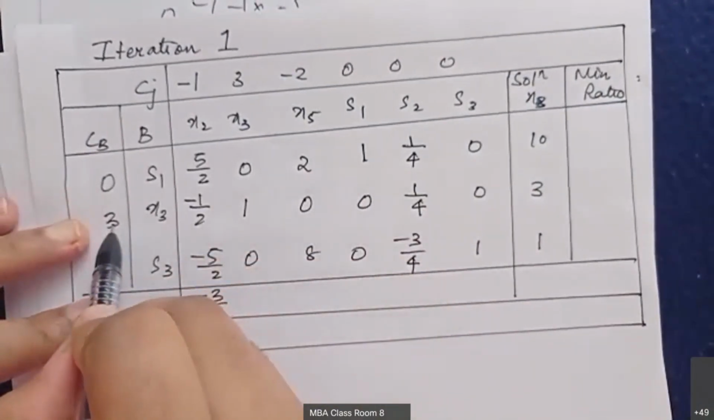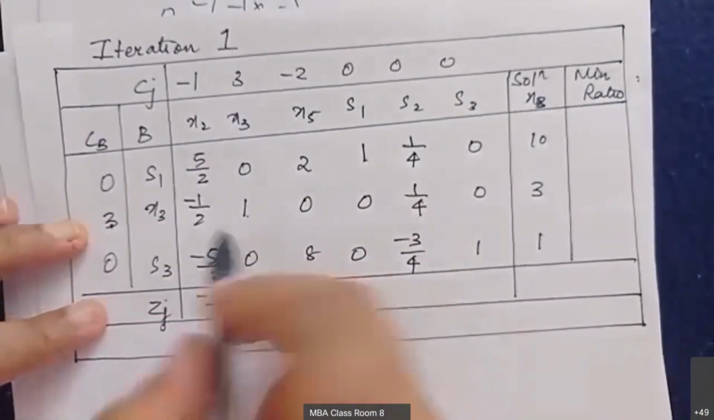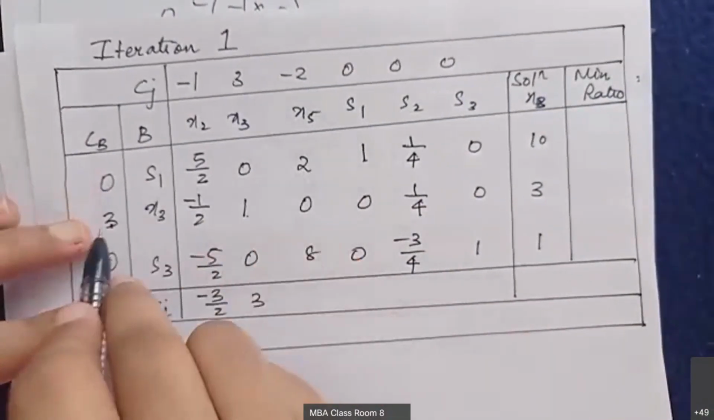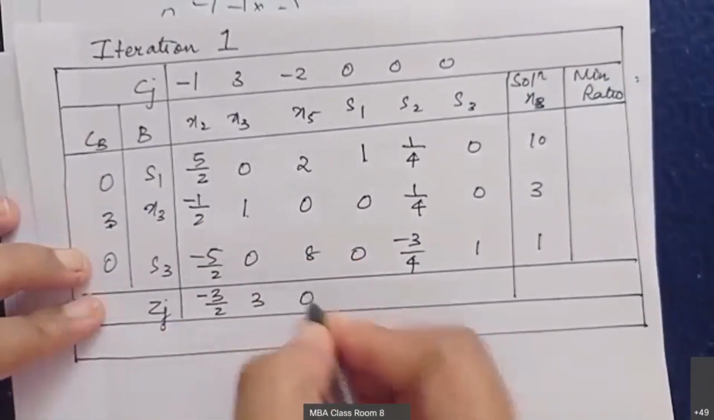Similarly, over here, we need to consider 3 into 1 only, that is 3. Over here, this number is 0. 3 into 0 is 0. 0 into 8 is 0. So together we have 0.